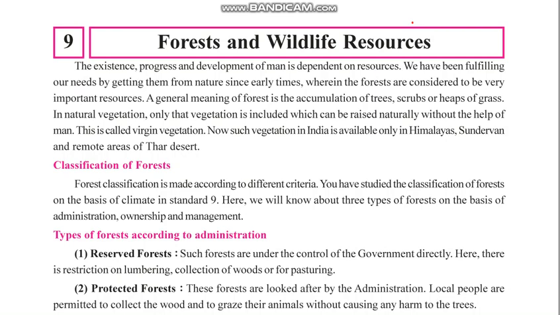Hello children, today we are going to start chapter number 9, Forest and Wildlife Resources. In our previous chapter, we had studied what resources are in detail, and what kinds of resources there are. Today we are going to study mainly two kinds of resources, that is forest resource and wildlife resource of India. This is chapter number 9 and the second chapter of our geography part. So without wasting time, let us start.